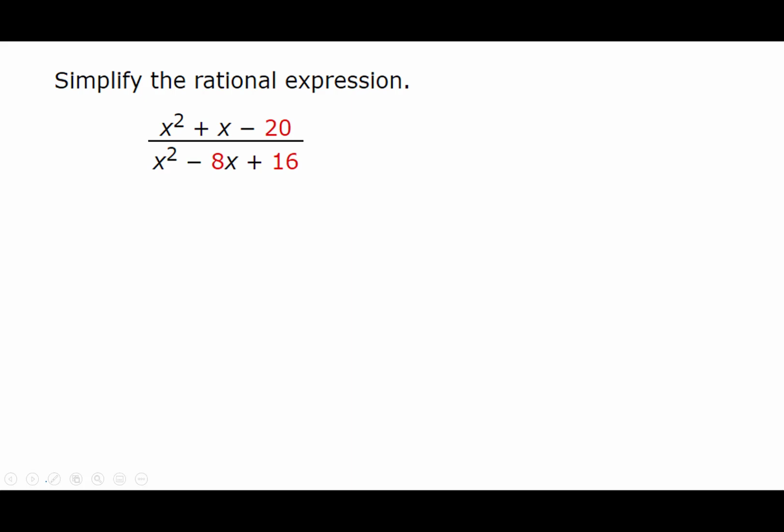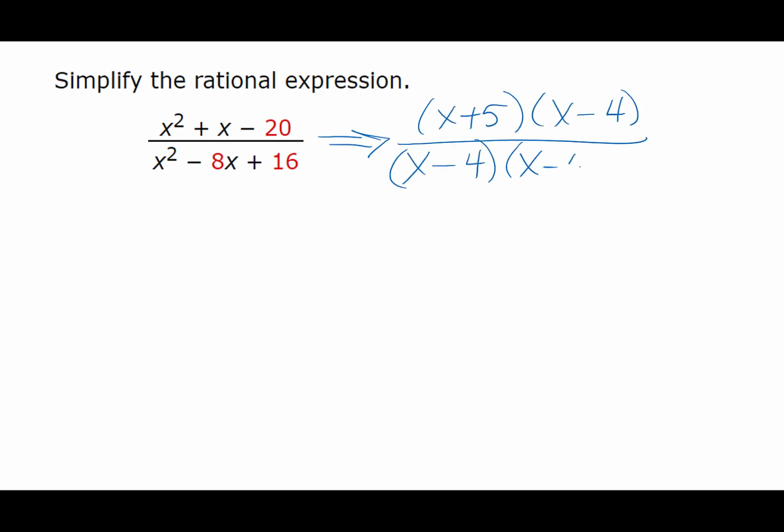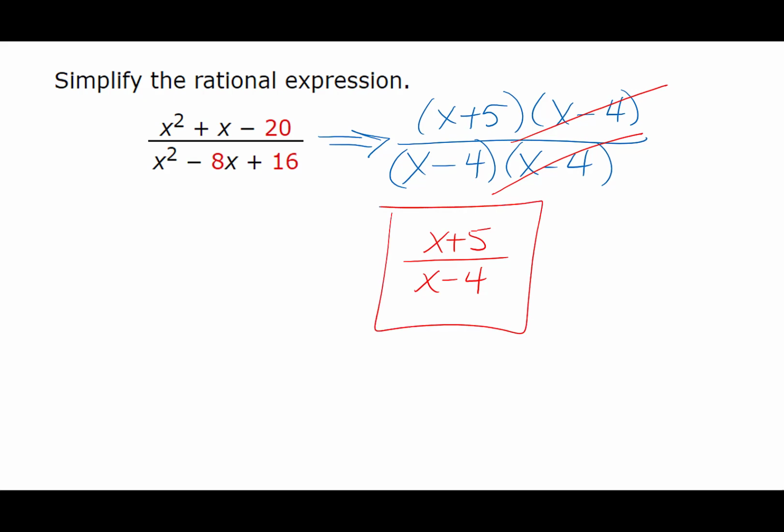Okay, let's do another one. We'll simplify this rational expression by factoring first. The numerator factors to x plus 5 times x minus 4 over x minus 4 times x minus 4. We'll cross out the common factors x minus 4, and that leaves a final answer of x plus 5 over x minus 4, and you can drop the parentheses from the numerator and denominator, and that's your final answer.